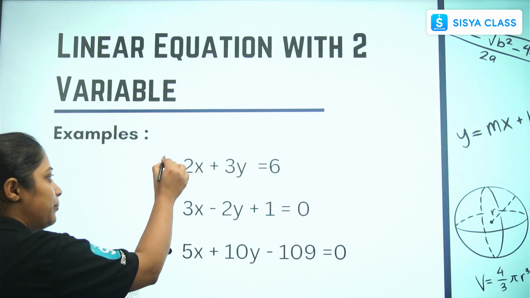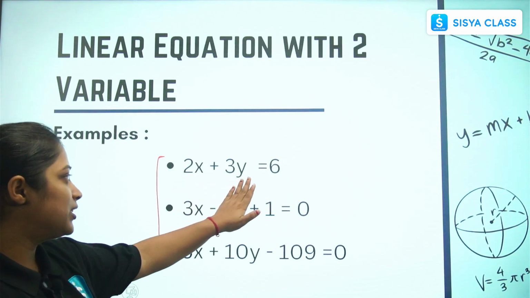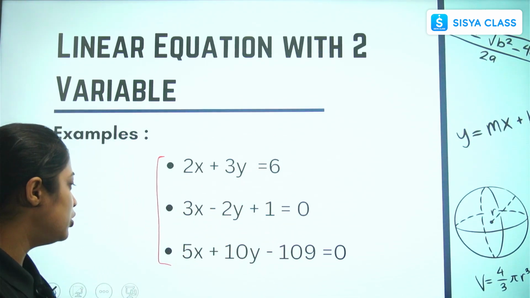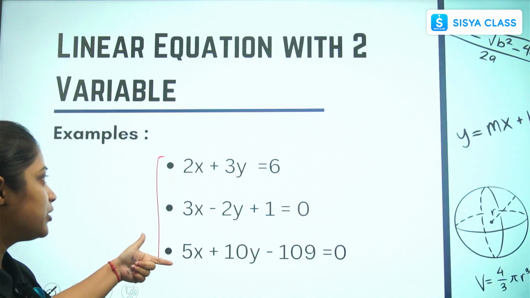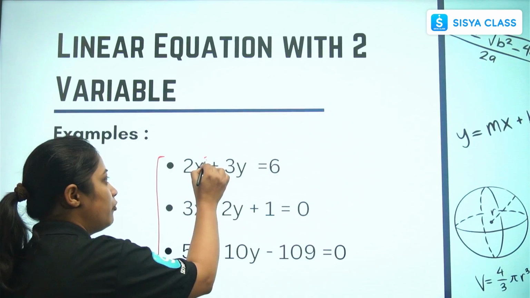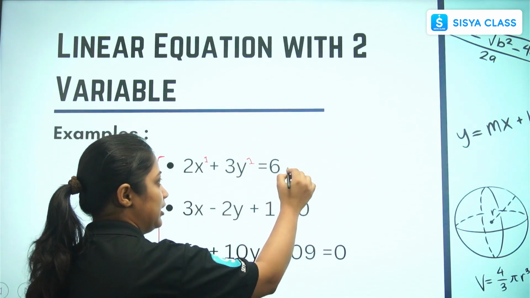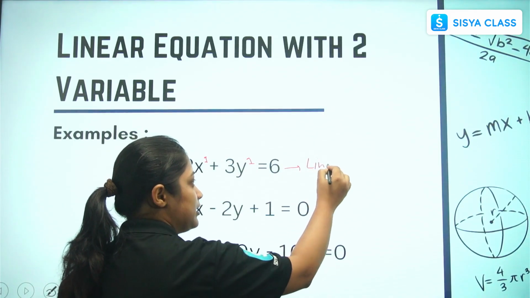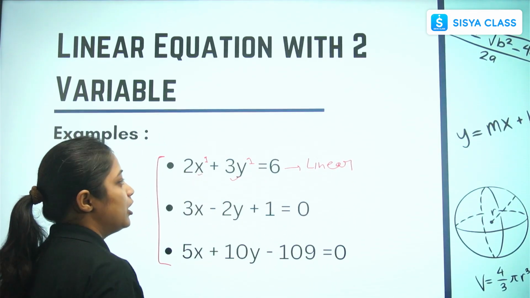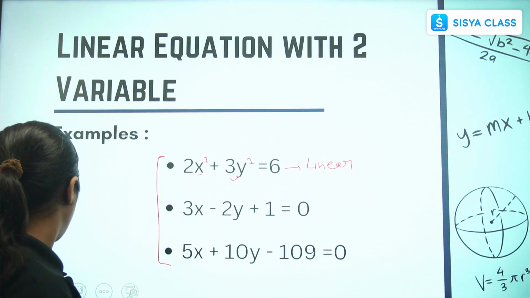So here are some examples of linear equation in two variable, that is 2x plus 3y equal to 6, 3x minus 2y plus 1 equal to 0. So all of these are examples of linear equation in two variables because the power of every variable in these equations is 1. So these are linear equations, and in these linear equations we have two variables, right? That is x and y. So that's why all of these are linear equation in two variables.